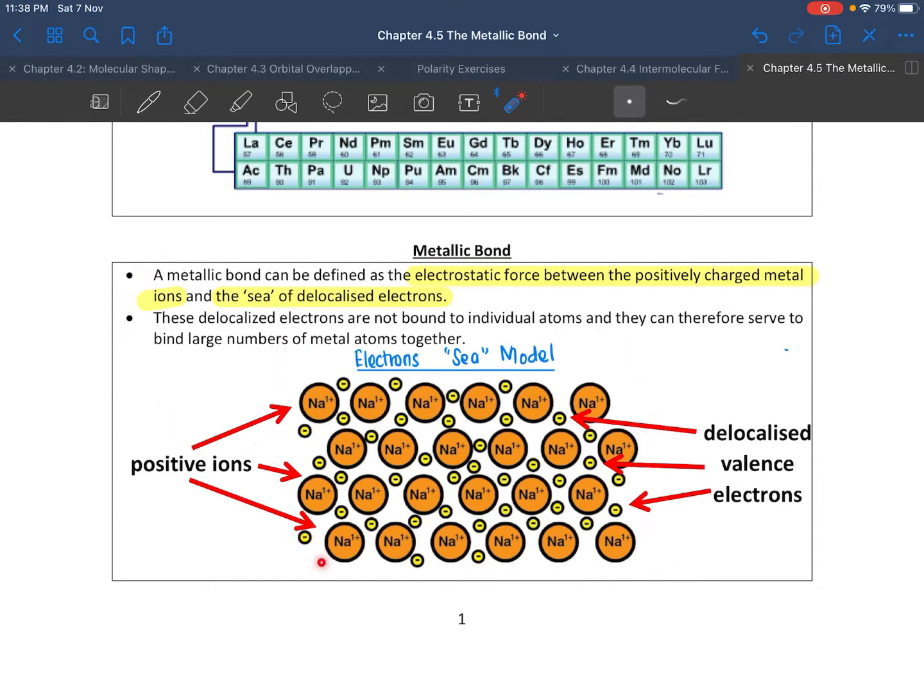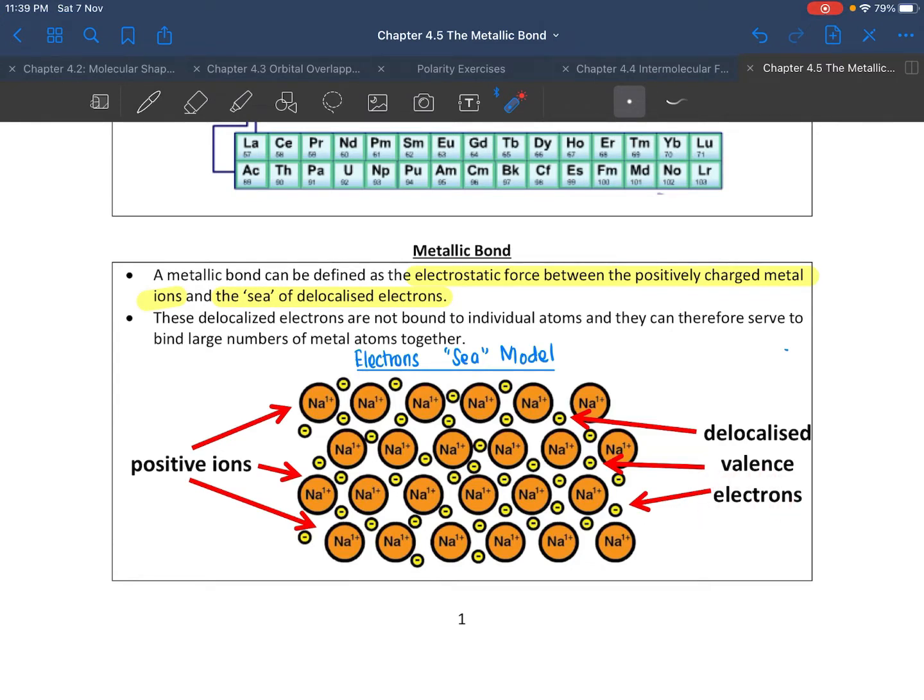Okay, so this diagram is called as Electron Sea Model. Okay, so dalam Electron Sea Model, you can see ada positive metal ion. Okay, for example dalam ni, this is Electron Sea Model for sodium metal. That means ion di dalam ni adalah sodium ion. Okay, and ada elektron yang kuning-kuning ni. So, this electron, kita panggil dia delocalized valence elektron.